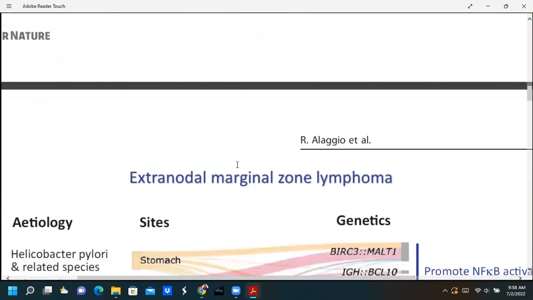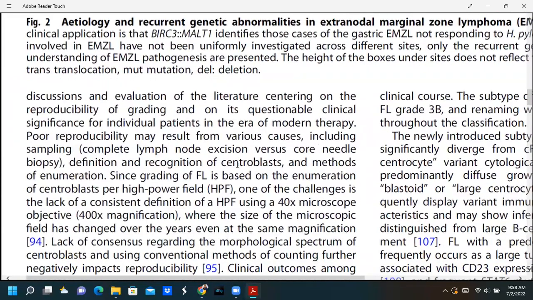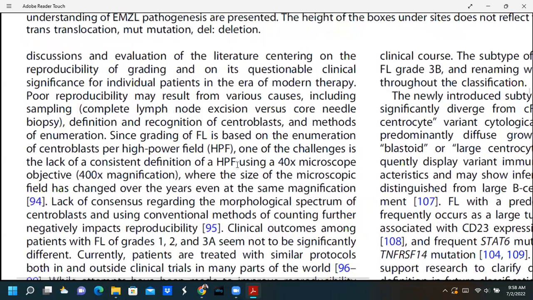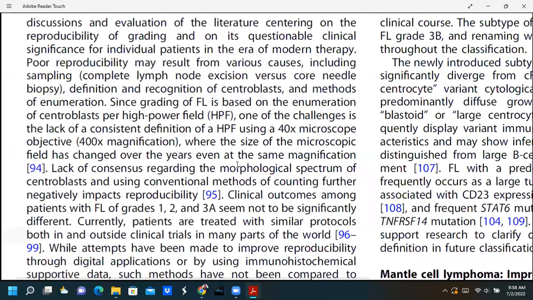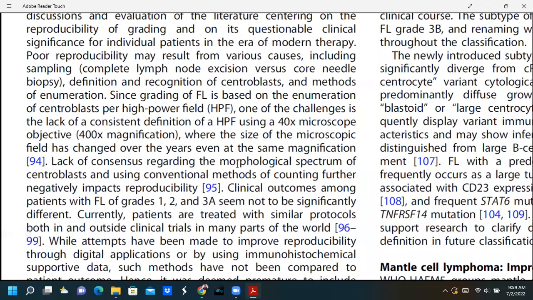This decision was made after extensive discussions and evaluation of literature considering the reproducibility of grading and its questionable clinical significance for individual patients in the era of modern therapy. Poor reproducibility may result from various causes, including sampling, complete lymph node excision versus core needle biopsy, definition and recognition of the centroblast, and method of enumeration. Since grading of follicular lymphoma is based on enumeration of centroblasts per high-power field, one of the challenges is the lack of consistent definition of high-power field using a 40x microscope objective, where the size of the microscopic field has changed over the years, even at the same magnification. Lack of consensus regarding the morphological spectrum of centroblasts using conventional methods of counting further negatively impacts reproducibility.